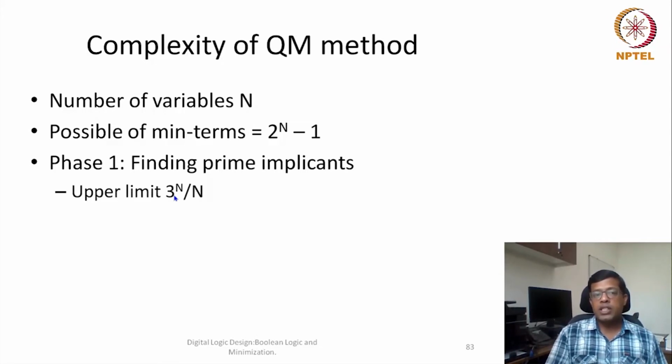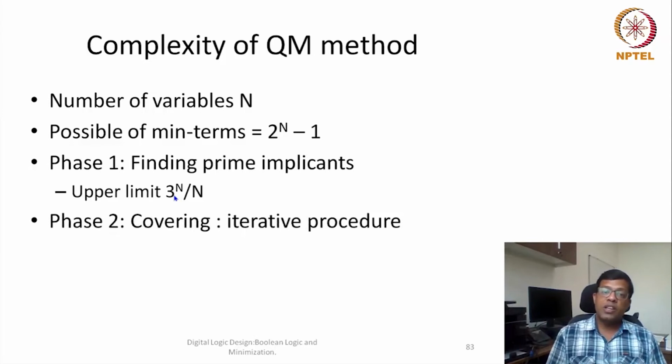Some theoreticians have given the maximum number of prime implicants, given the number of variables n, as 3 to the power n divided by n. So that means the total number of prime implicants which could be there is exponential in n, where n is the number of variables.